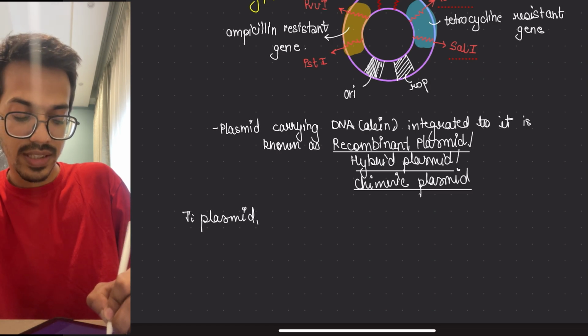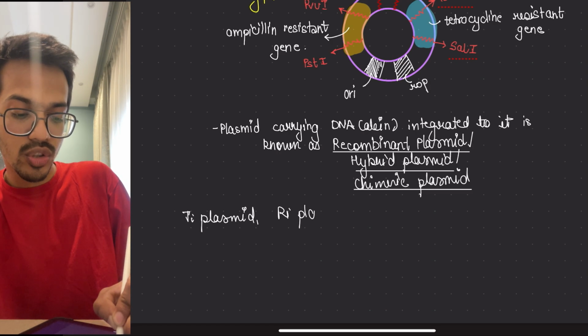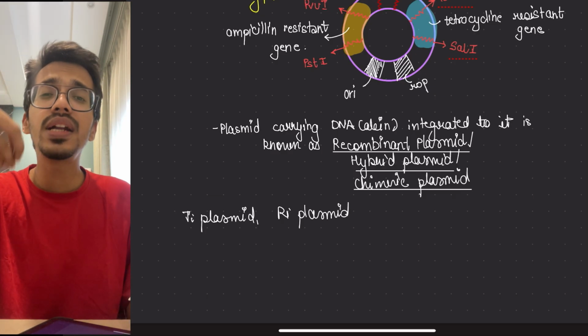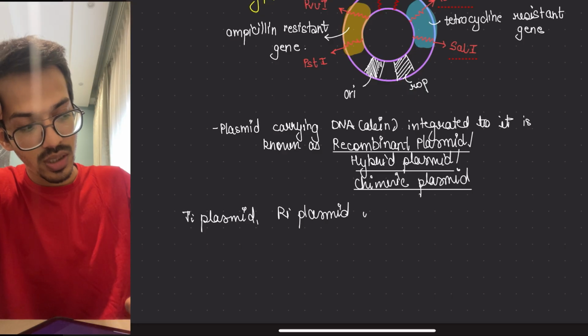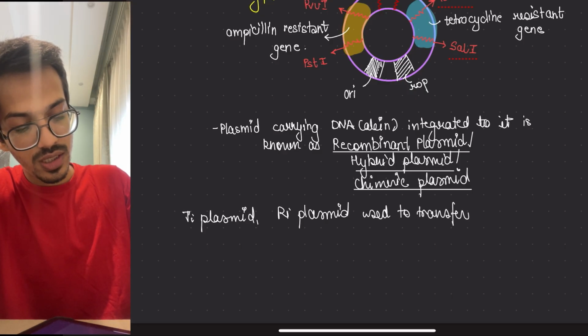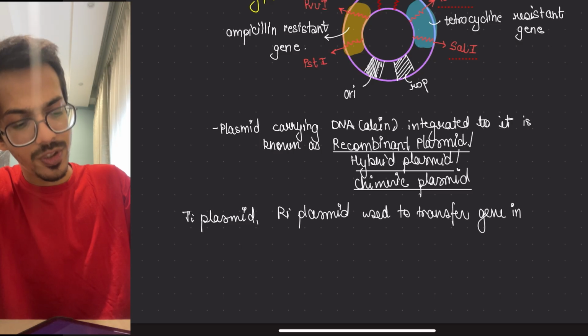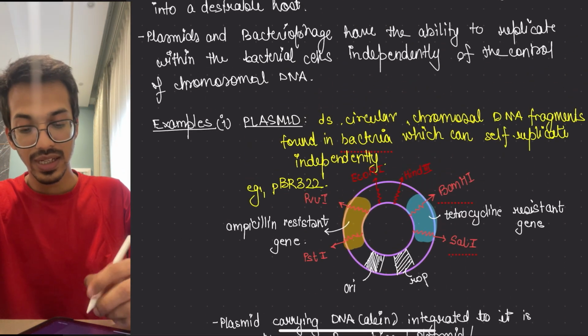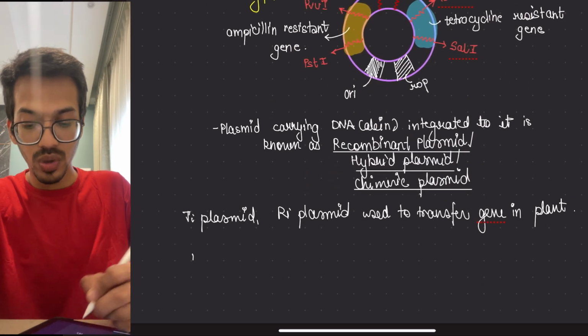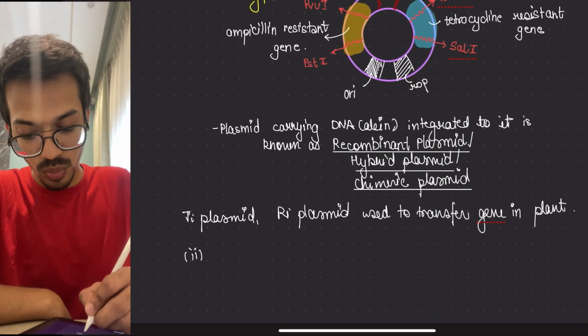Ri plasmid is there, which is used in what? In plant-based biotechnology. Okay, so it is used to transfer genes in plants. Which plants? Dicot plants mostly. This is the plasmid.